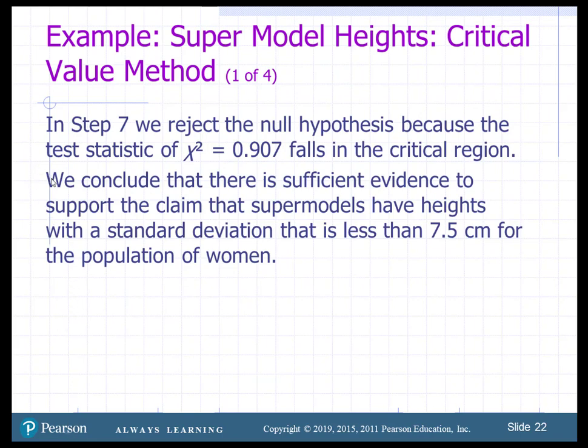And so again, when we look at this using the critical value, we have sufficient evidence to support the claim that supermodels have a standard deviation less than the 7.5 centimeters that it is for the whole population of women.